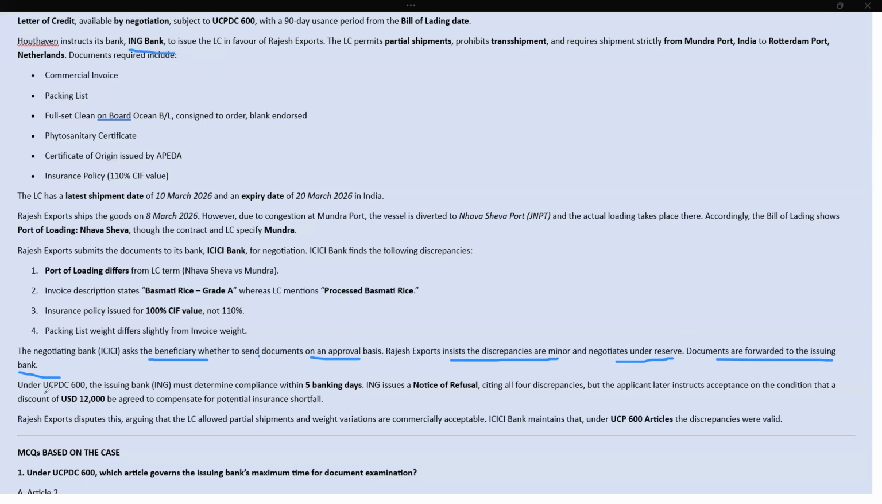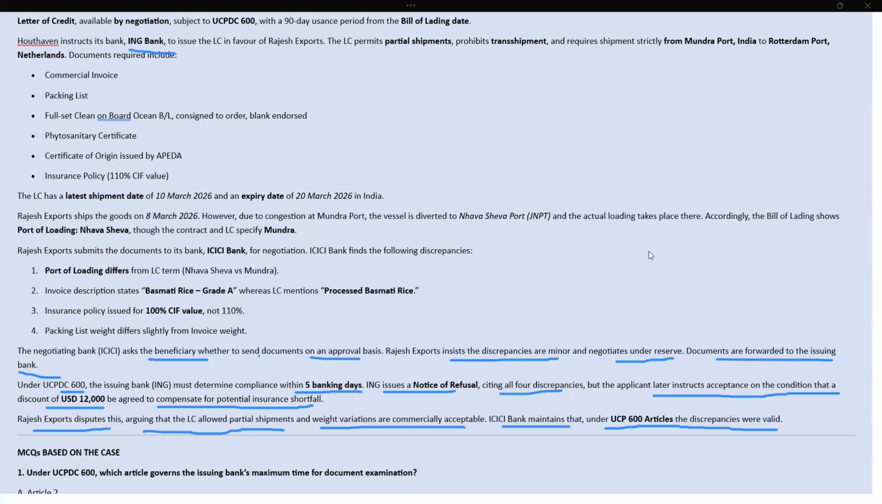Okay. And now under UCPDC 600, the issuing bank, ING Bank, must determine compliance within 5 banking days. ING issues a notice of refusal, citing four discrepancies, but the applicant later instructs acceptance on the condition that a discount of $12,000 be agreed to compensate for potential insurance shortfall. Now, Rajesh Export disputes this, arguing that the LC allowed partial shipment and weight variations are commercially acceptable. ICICI Bank maintains that under UCP 600 articles, the discrepancies were valid.